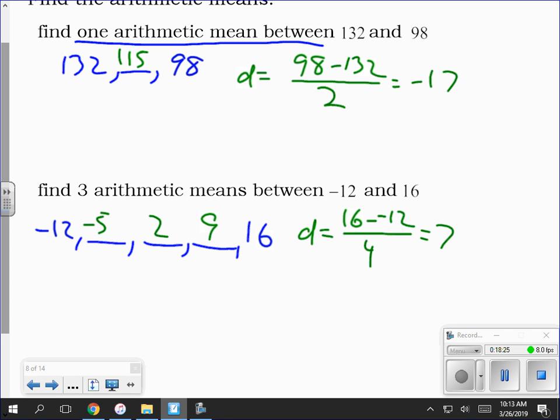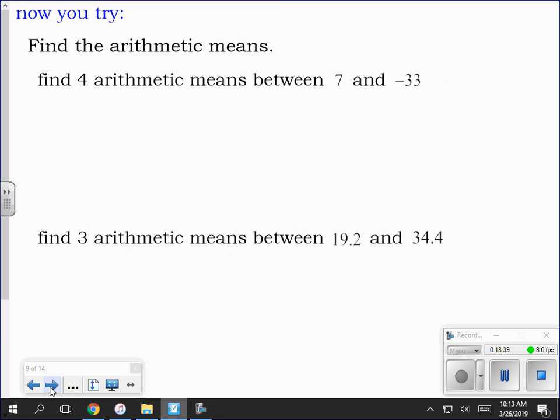I did it right. That's a good way to check. Add 7 each time. Do you actually get the number you're trying to hit at the end? Okay. This will come in handy doing some of the other stuff we need to do that we skipped over. Go ahead and do these ones here.